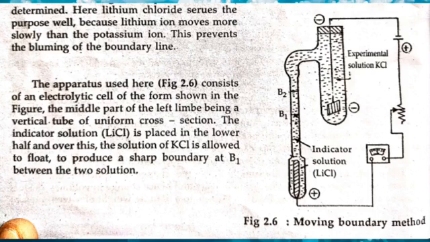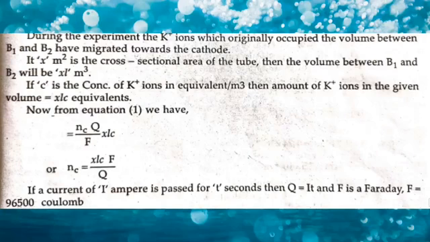The indicator solution is there and the boundary is forming at B1. The remaining setup is here, you can see over here. Okay, so now let us move further. During the experiment, the potassium ions which originally occupied the volume between B1 and B2 have migrated toward the cathode, between B1 and B2.